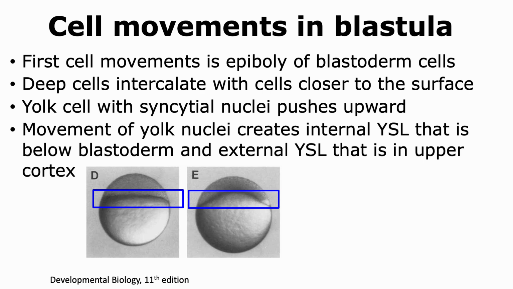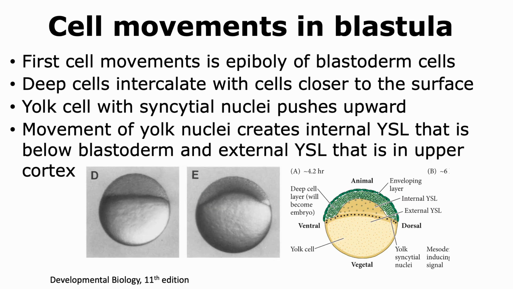Now the movement of yolk nuclei results in the internal Y cell that is right below the blastoderm, which we saw in the previous slide, and the external Y cell that is in the upper cortex. This is what is shown in this figure where we can see the inner Y cell shown in the blue box. And now I'm going to change the location of the blocks, and this is where we can actually see the external Y cell being present. All the green cells that are forming a rainbow-like structure, those are the deep cells that are present.